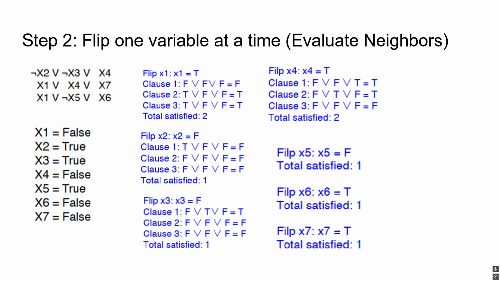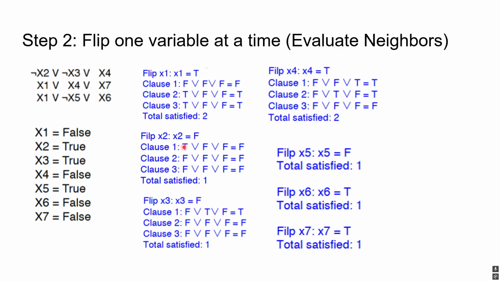Alright, step 2, you flip one variable at a time and evaluate the neighbors. So, just like before with the previous example, you're going to have to flip each individual one and reevaluate each time. So, for x1, you'll flip this to true, and you'll evaluate. So clause 1 becomes still false because x1 is not included, but it is included in clause 2 and clause 3, making those both true. So then you satisfy at least 2 of the clauses.